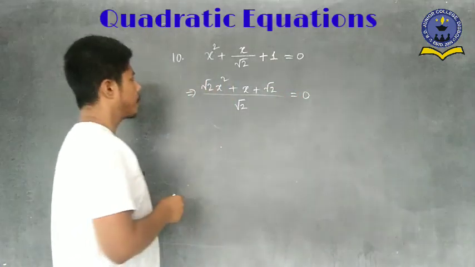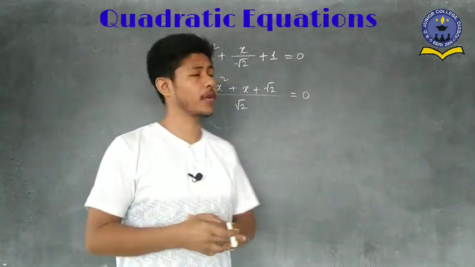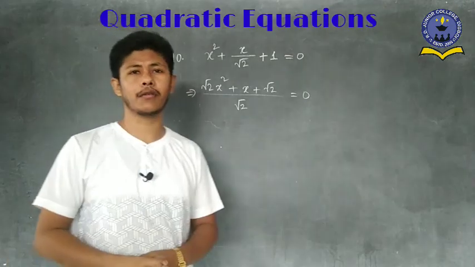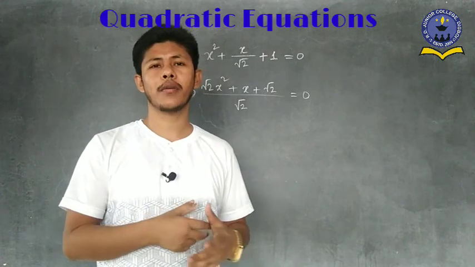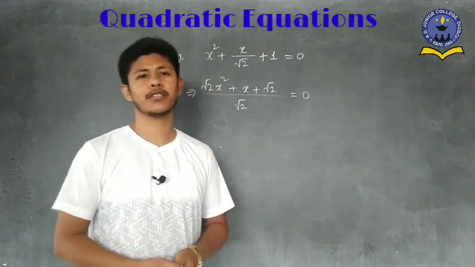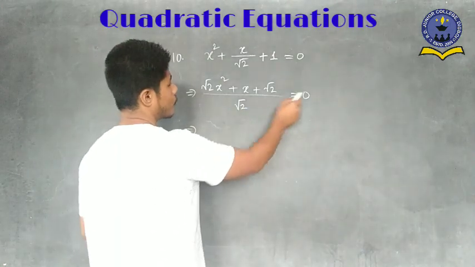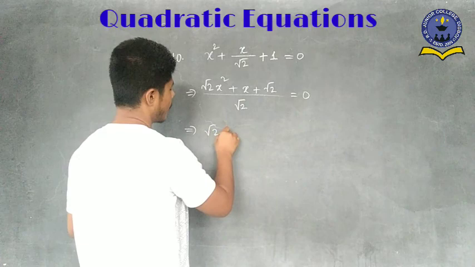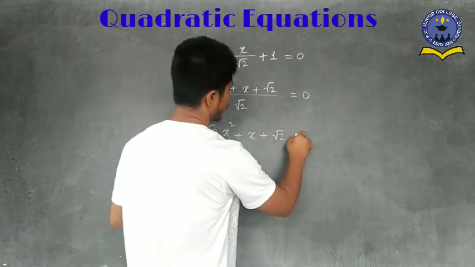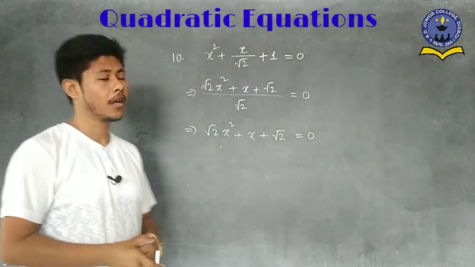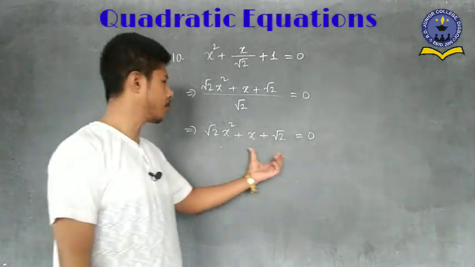Is it clear? If a quadratic equation is given in this type of fraction form, if the right hand side is 0 or whatever, then you have to convert this one into general form, like ax square plus bx plus c form. Is it clear? So if we convert this one, we get the result in this way. If you cross multiply by root 2, ultimately we get root 2x square plus x plus root 2 equals 0. Is it clear? So this one is a quadratic equation. Clear? So now we have to solve this one.